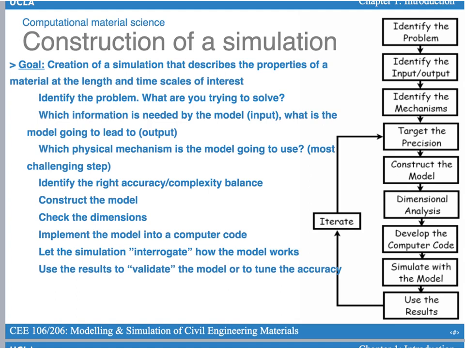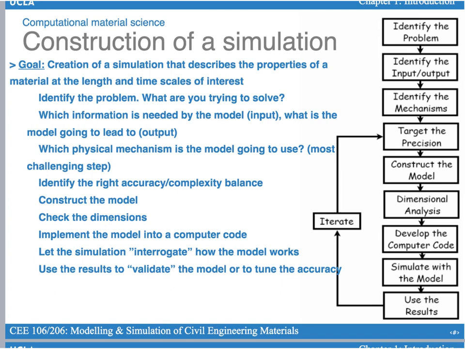Are you trying to discover new types of materials? Are you trying to understand the behavior of existing materials? Are you trying to understand the origin of certain experimental observations that you are making that do not agree with existing theory? So you need to make sure you are clear about exactly what problem you are trying to solve. Then you need to start making a model.